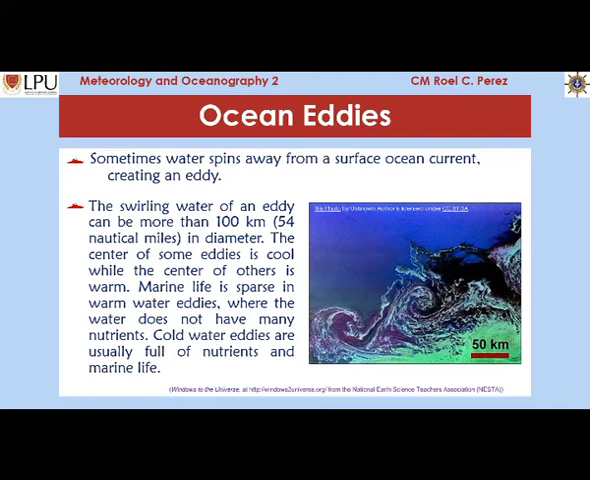Okay, the swirling water of an eddy can be more than 100 kilometers or 54 nautical miles in diameter. The center of some eddies is cool while the center of others is warm. Marine life is sparse in warm water eddies where the water does not have many nutrients. But cold water eddies are usually full of nutrients and marine life. So there is a difference. It is better to have the cold water eddies.